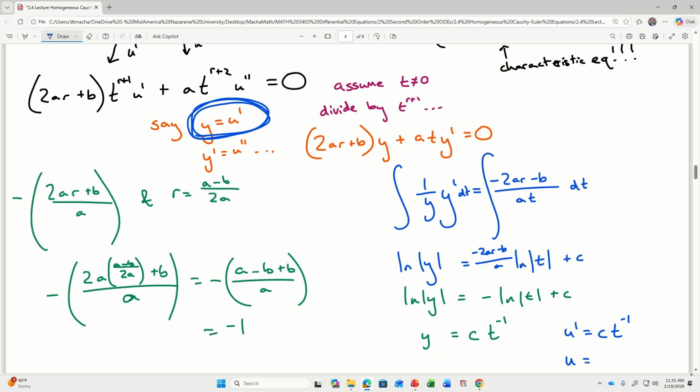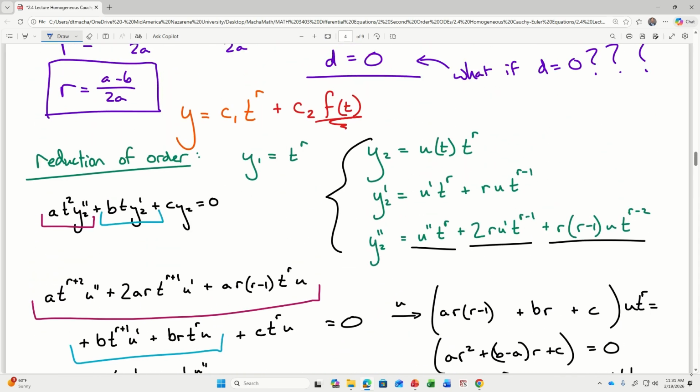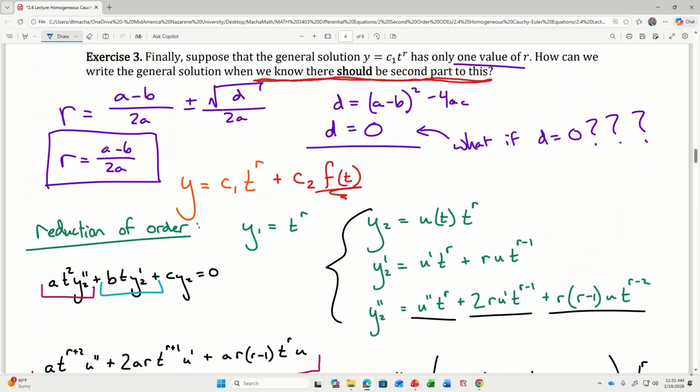Yes, the antiderivative of t to the negative 1 power is the natural log of t. And that's what we wanted to find in the first place. I know it's been several minutes, so you already forgot what we were doing. But what we were trying to say is my second solution is going to look like a function u of t times t to the r power.